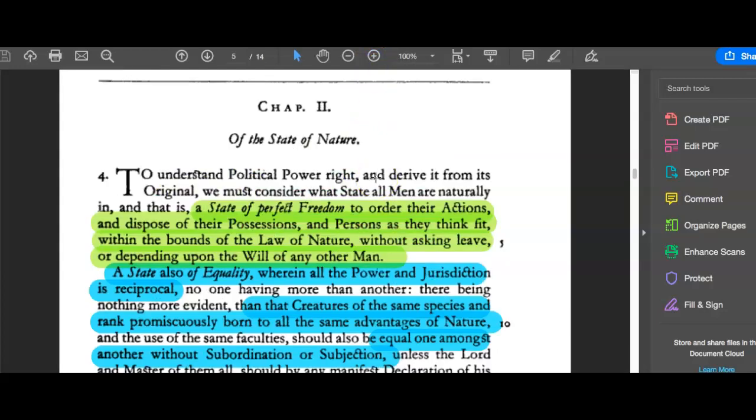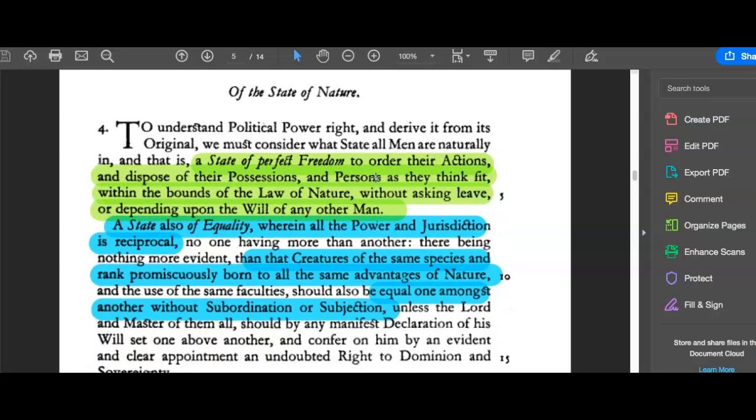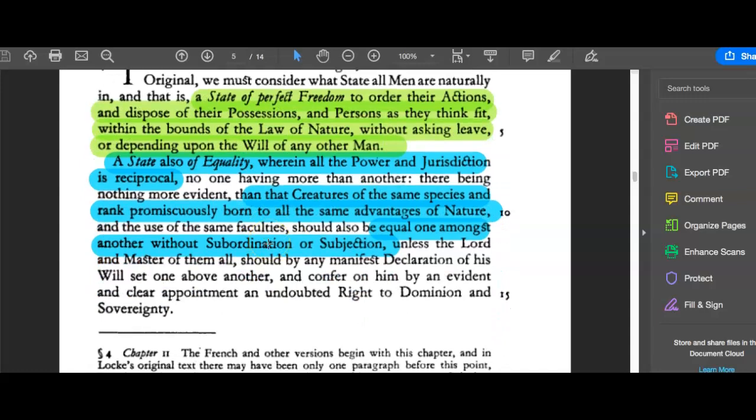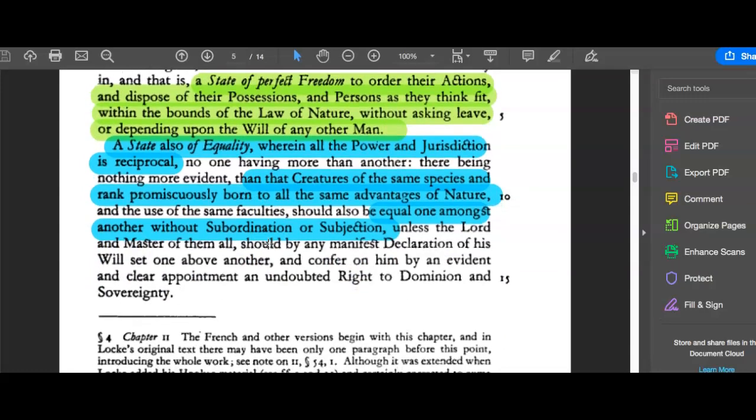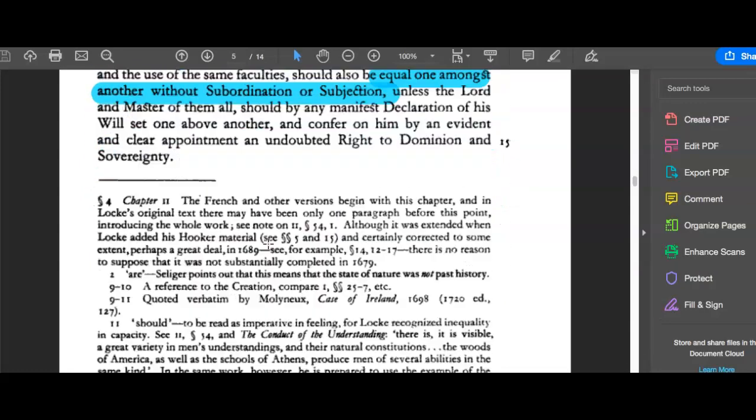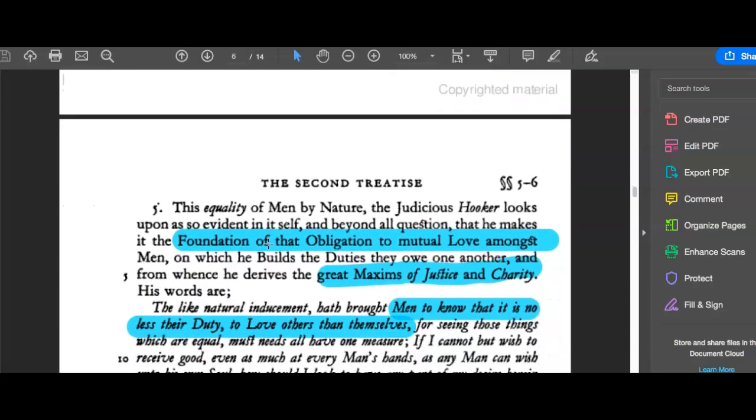So in the state of human nature, the human condition is a state of perfect freedom, as he calls it, to order one's actions and dispose of possessions within the bounds of the law of nature. It is a state also of equality, wherein all the power and jurisdiction are reciprocal. Okay.